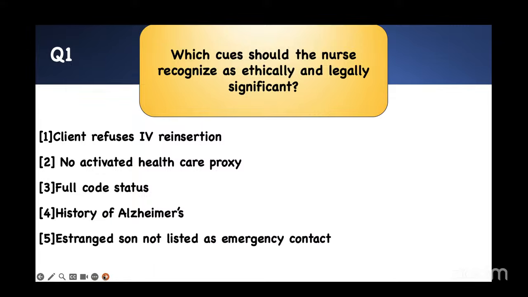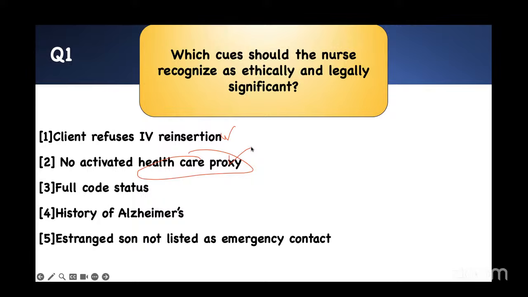Finally, Stratis is not listed as an emergency contact. Think about it. What do you think? Which of these things affect the whole overall management of the patient? Number one, the patient refuses IV. That's the first thing we have to worry about. He refused IV. This is an ethical issue you have to deal with. At the same time, there's no healthcare proxy. Nobody has to make that decision. This is also a problem.